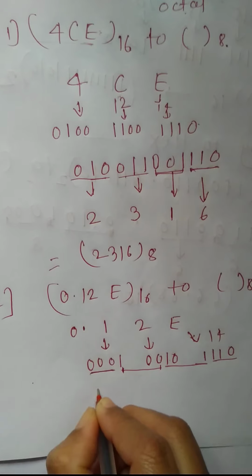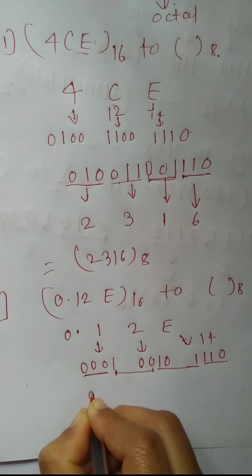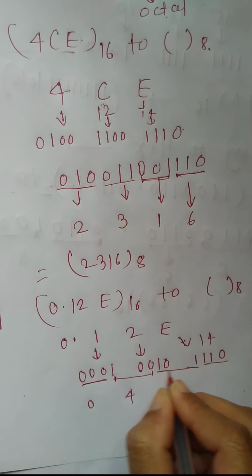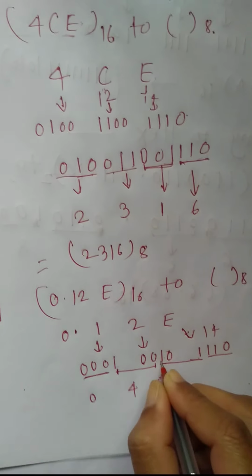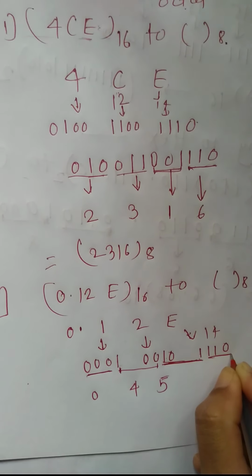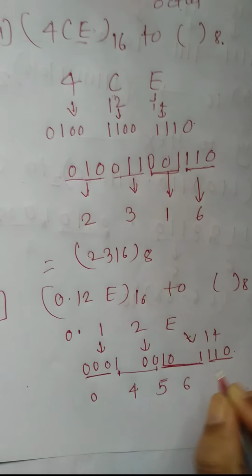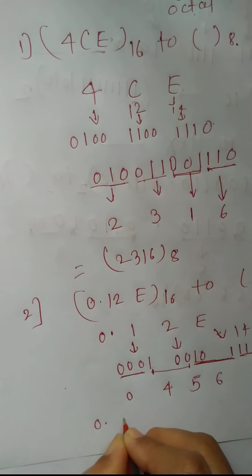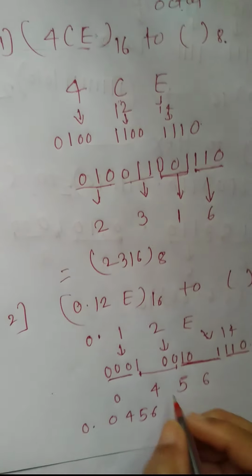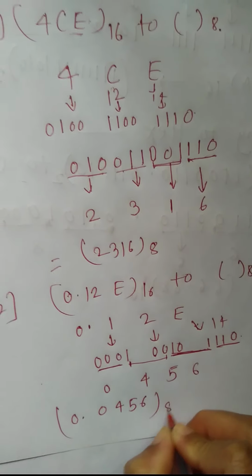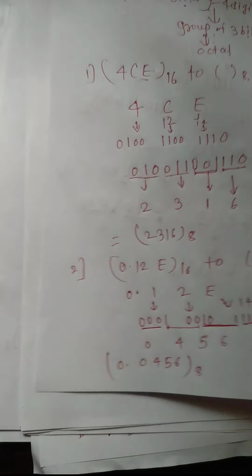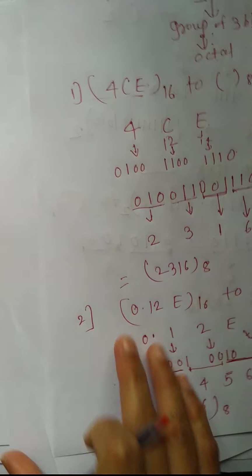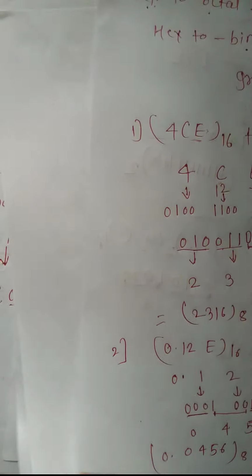This 0 0 0 is represented in the octal number system as 0. 1 0 0 is represented as 4. This 1 0 1 is represented in the octal number system as 5, and this last 3-bit group 1 1 0 is represented in octal as 6. So the answer is 0456 in octal. This is known as hex to octal conversion.